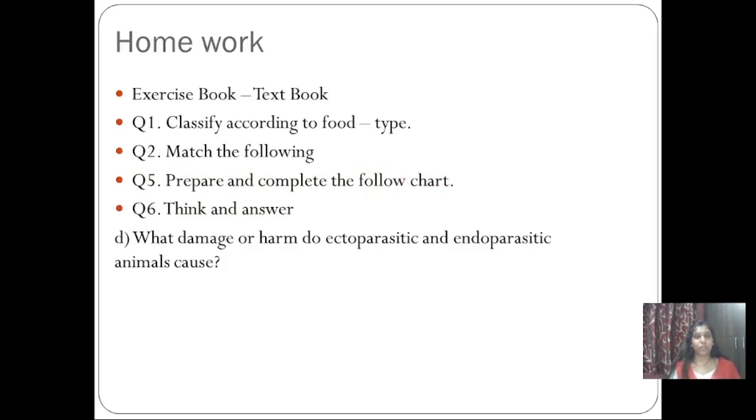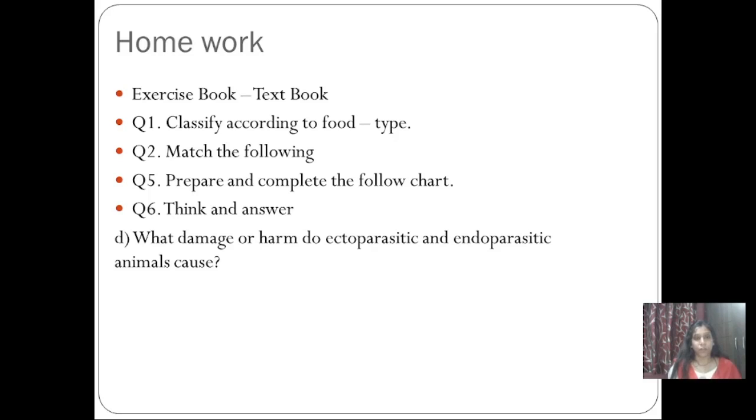And your homework. Open your exercise book, that is your textbook. Go to question number 1. Classify according to food type. There are multiple animals: tiger, cow, vulture, bacteria, deer, goat, human, fungus, lion, sparrow, buffalo, frog, cockroach, tick. You need to classify these according to their food type. Okay? The second is match the following. It's very simple and you will all do it correctly, I know that.